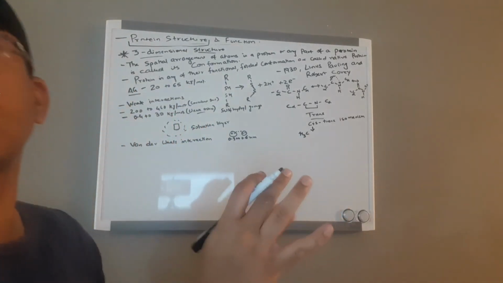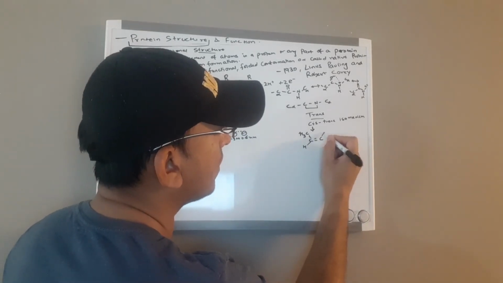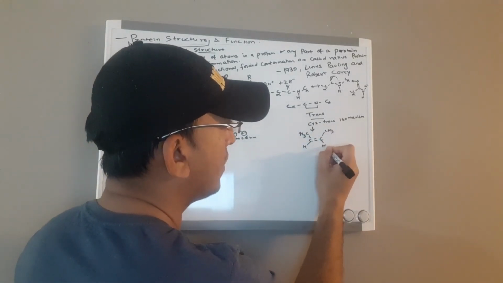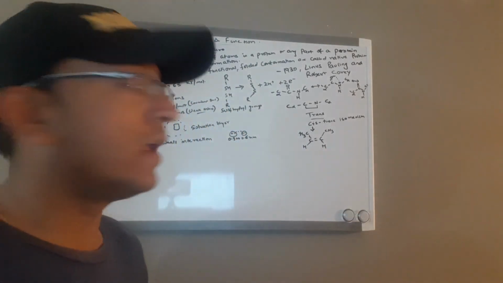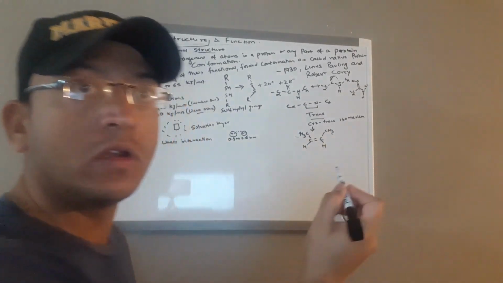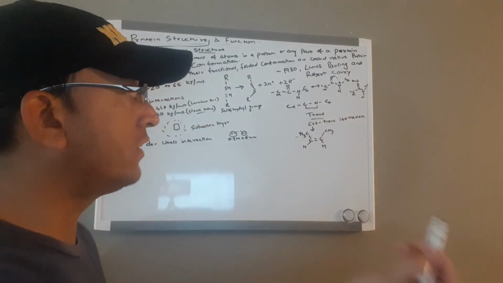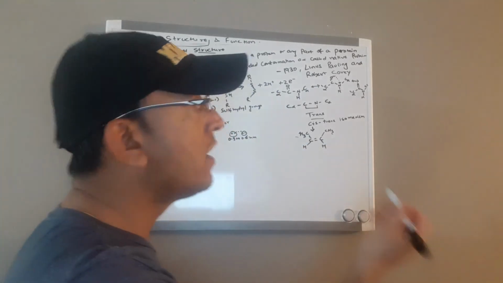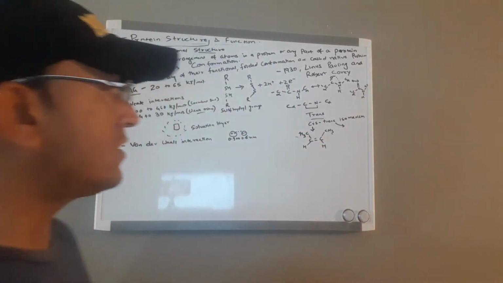For example, I'm just drawing a random H3C, CH3. So this is an example of cis. In this example, the functional groups are on the same side of the carbon chain, not on the opposite side. But for trans, this is not the case.